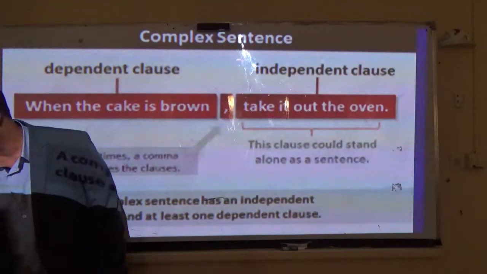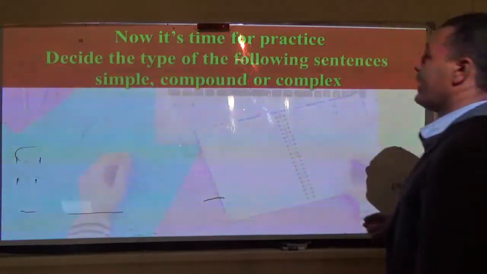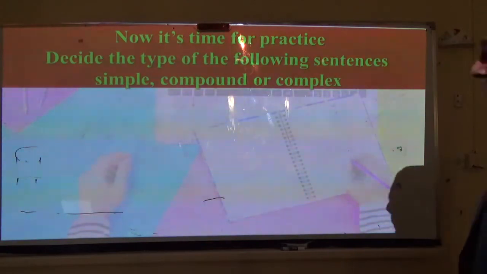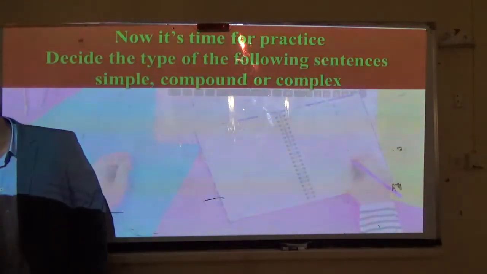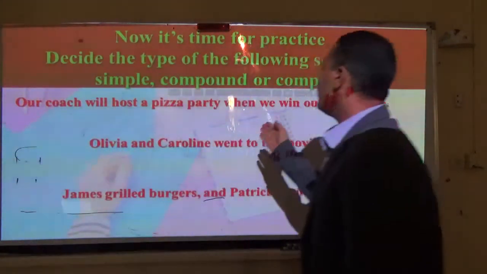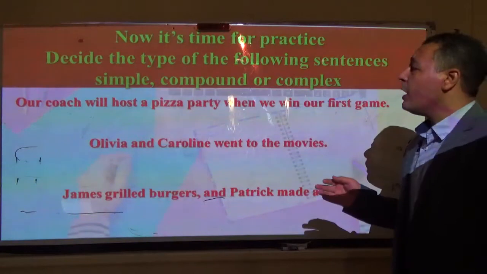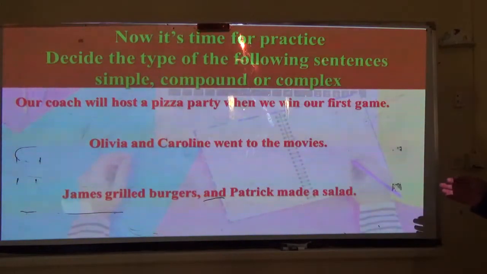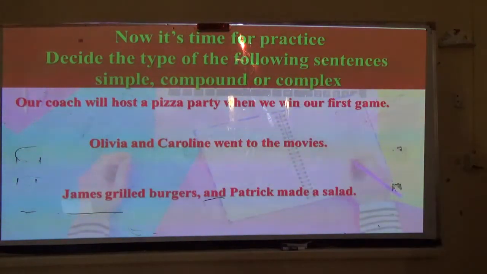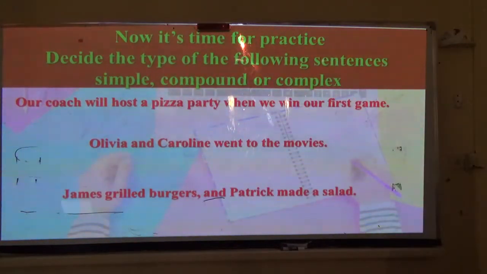Here are some exercises to decide. Now, it's time for practice. Decide the type of the following sentences: simple, compound, or complex. I'll give you examples, and you decide whether they are simple, compound, or complex. What about the first one? Can you read it, please? Our coach will host a pizza party when we win our first game. The second sentence, Olivia and Caroline went to the movies. The third one, James grilled burgers and Patrick made a salad.